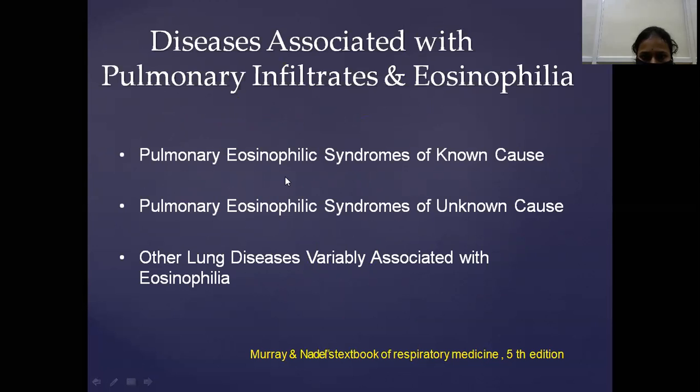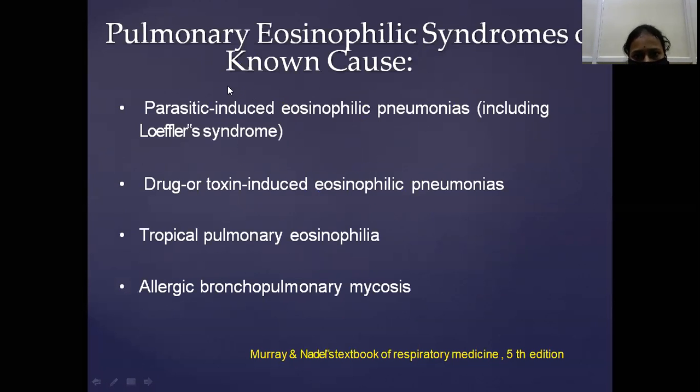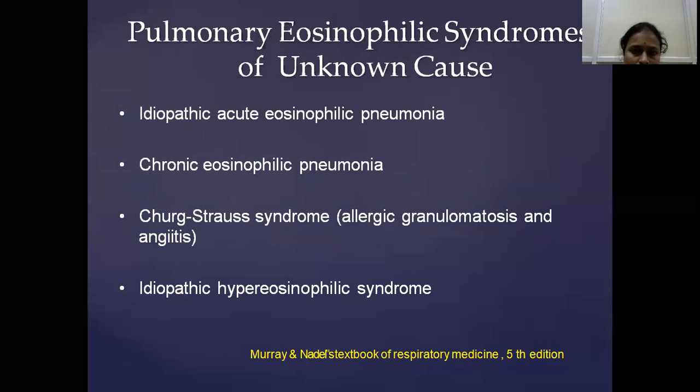Coming to pulmonary eosinophilic syndromes of known cause. Known cause means there is an underlying etiology. Those are parasitic-induced eosinophilic pneumonias, including Loeffler syndrome, drug or toxin-induced eosinophilic pneumonias, tropical pulmonary eosinophilias, and allergic bronchopulmonary mycosis. These are known causes.